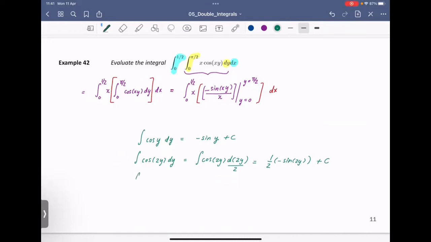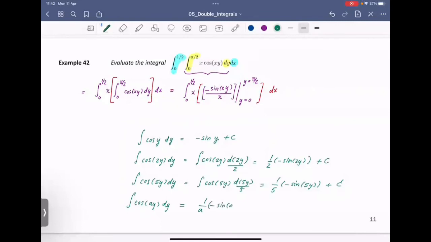This is what you learn. So, if I say integrate cosine 5y, what would I do? Same thing. It's going to be integrate cosine 5y and then d5y over 5, right? Everyone can do that, and then you get 1/5 negative sine 5y plus c. If this is any constant, like integrate cosine ay dy, you should get 1/a times negative sine ay plus c, right?